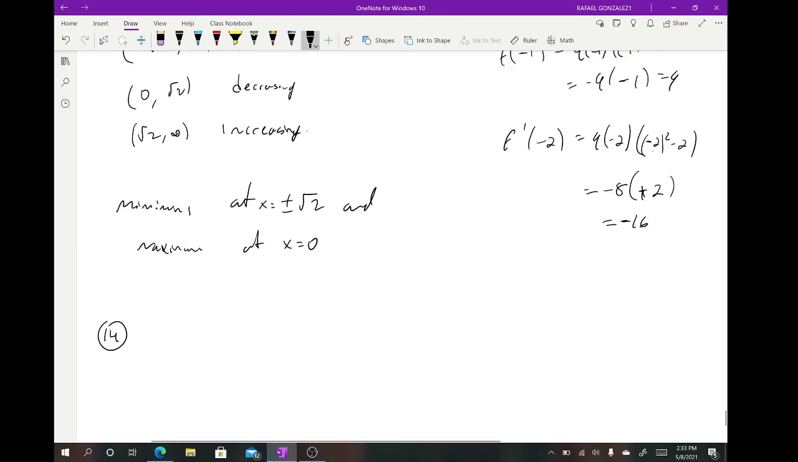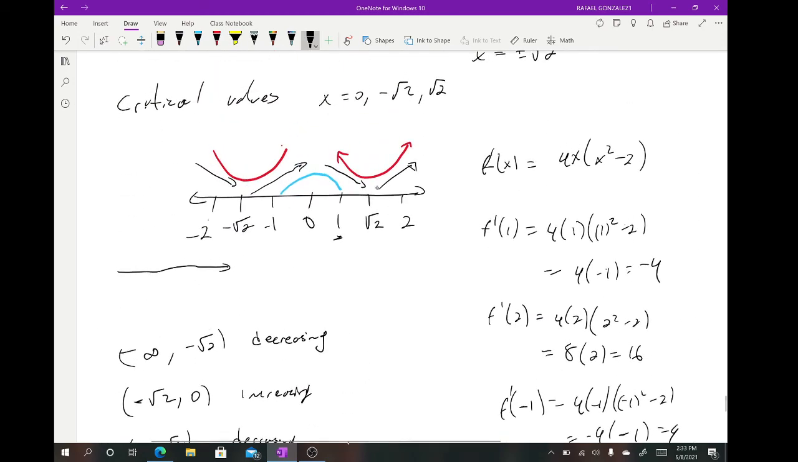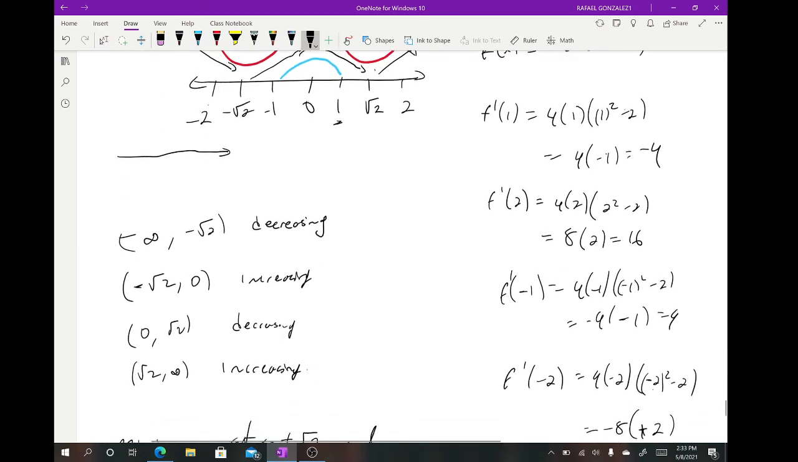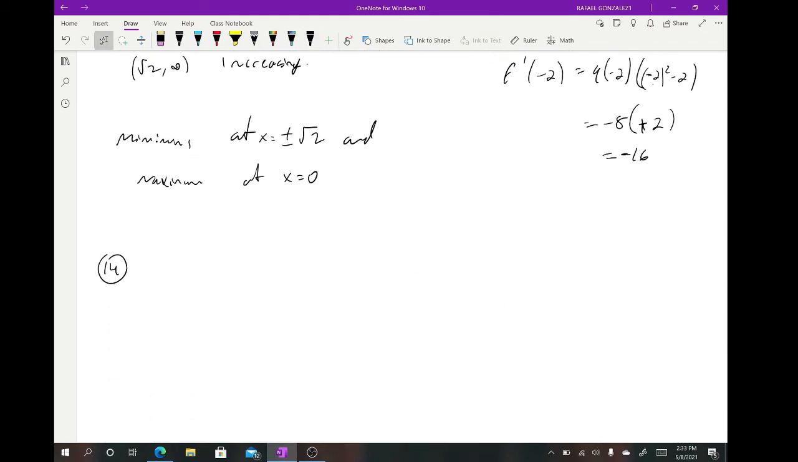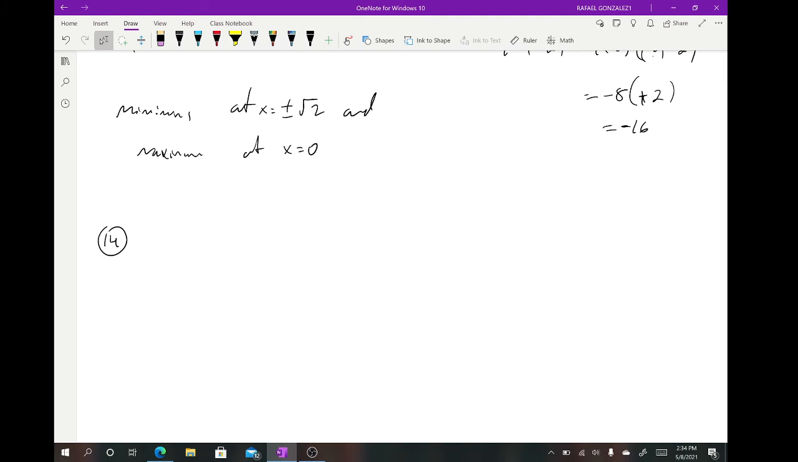Now these were the local max and mins that we found. This function is not defined on an interval, so we cannot find the absolute max and mins. The next problem, we're actually going to do that. We're actually going to figure out what the absolute max and the absolute min are.